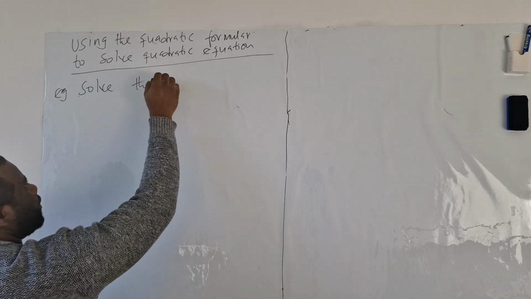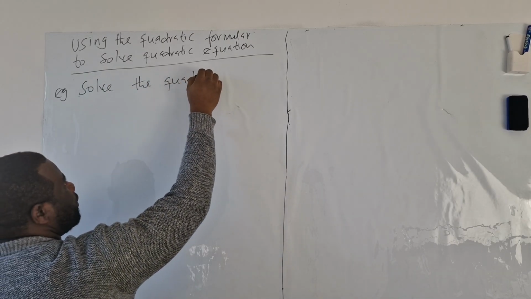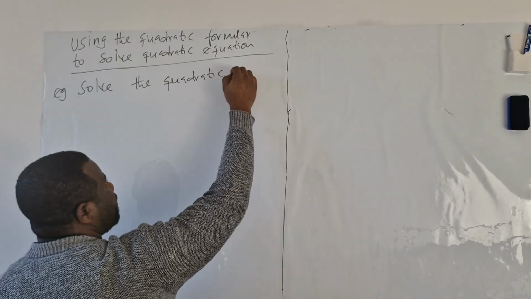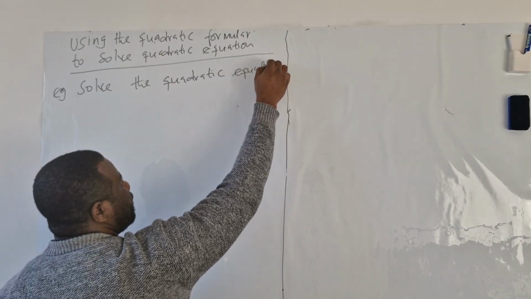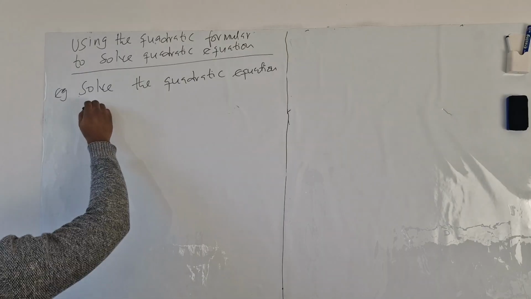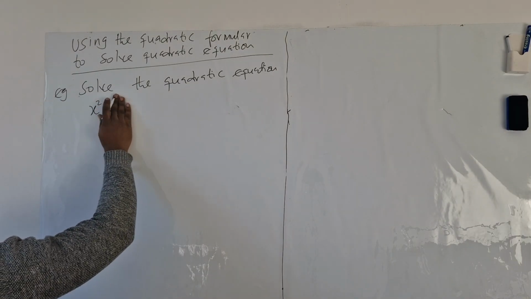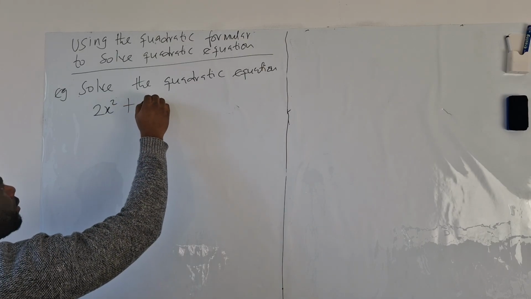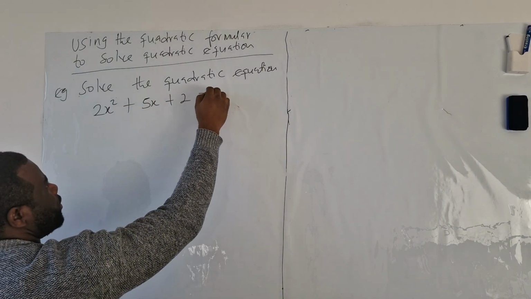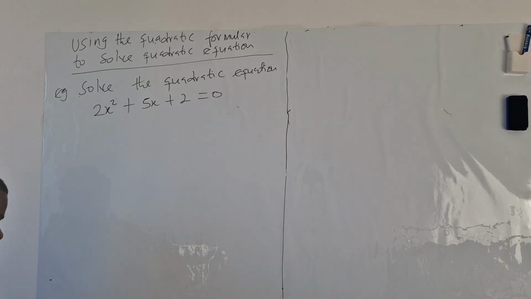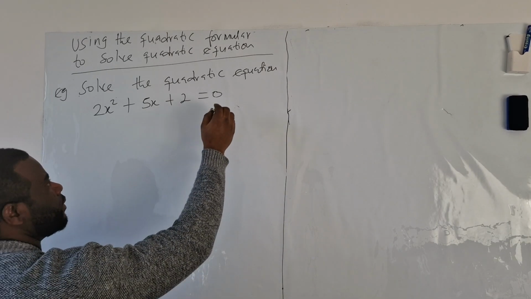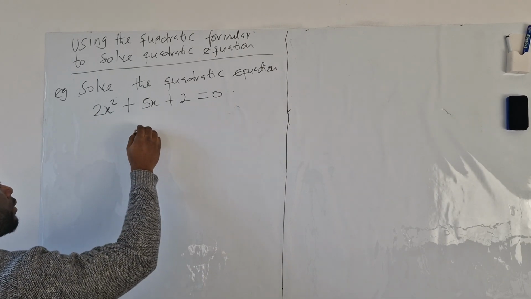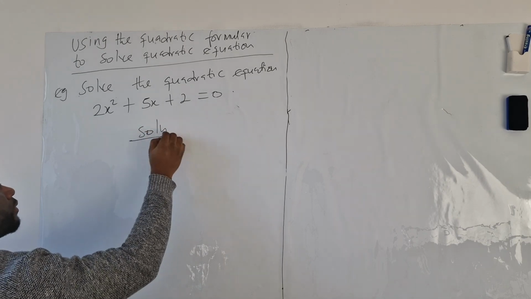Solve the quadratic equation 2x squared plus 5x plus 2 equal to 0. Let's look at the solution.